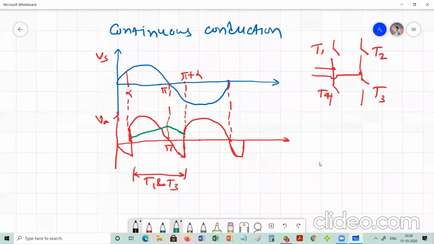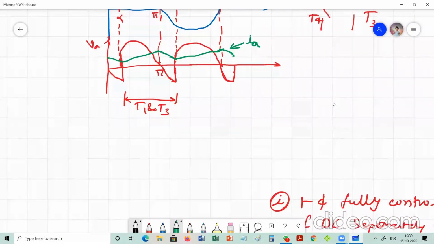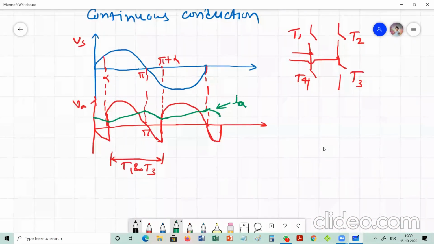So again, when the input voltage appears across the load, the current will increase, and when it is opposing the flow of current, the current will decrease. So such a current will be there. This is the current, or sorry, the load current IA. So these are the waveforms.